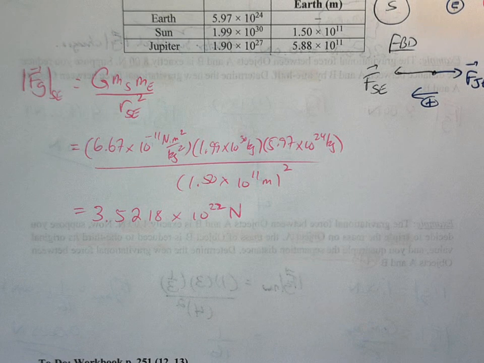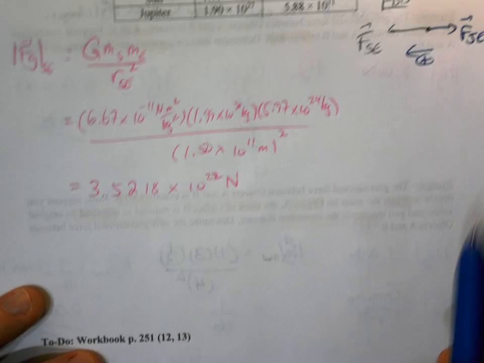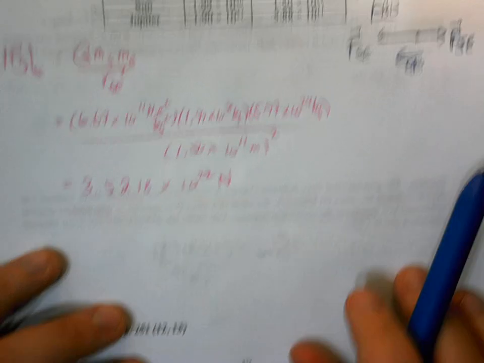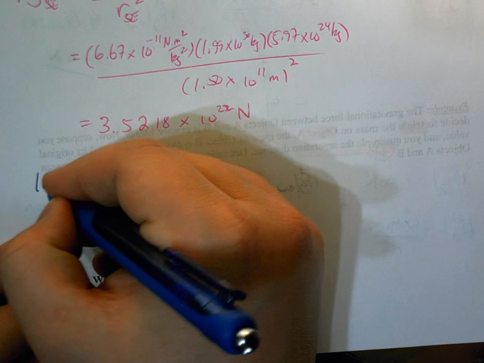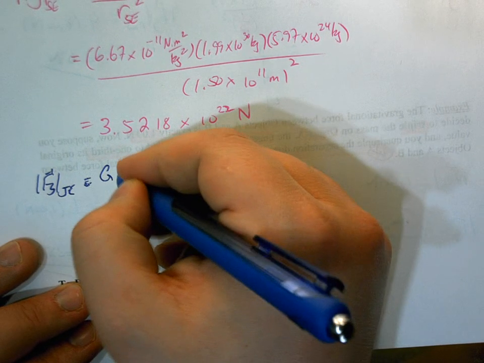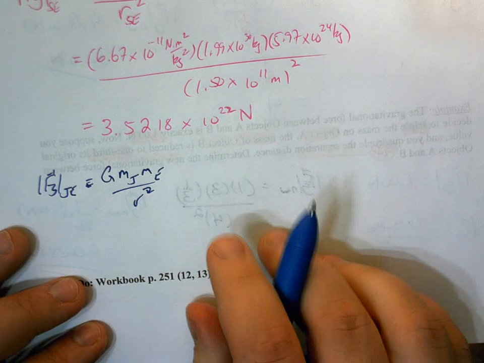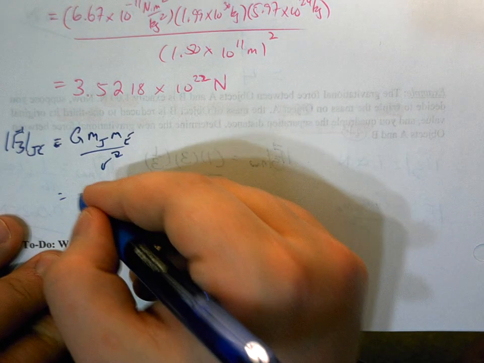The drawback with using the FG formula, Newton's law of universal gravitation, is that it only deals with magnitude. It will never give you the negative sign if you need one, so you will have to put that in. We'll show you what I mean by that in a second. So the force of Jupiter on Earth, if we want to find the magnitude of that, we're doing G times the mass of Jupiter times the mass of Earth divided by that distance between them squared.